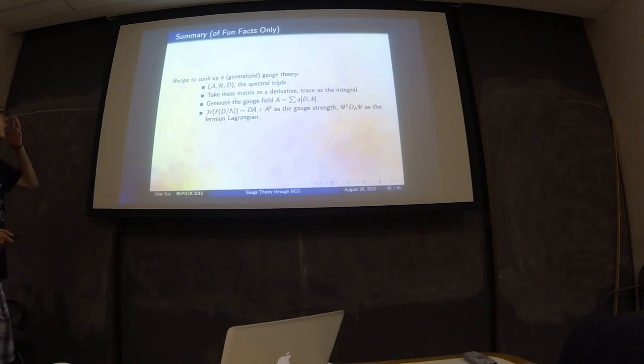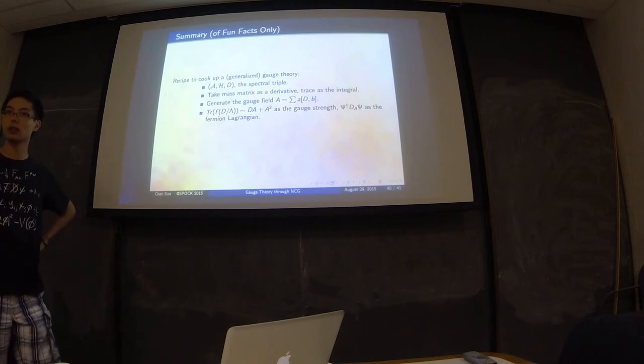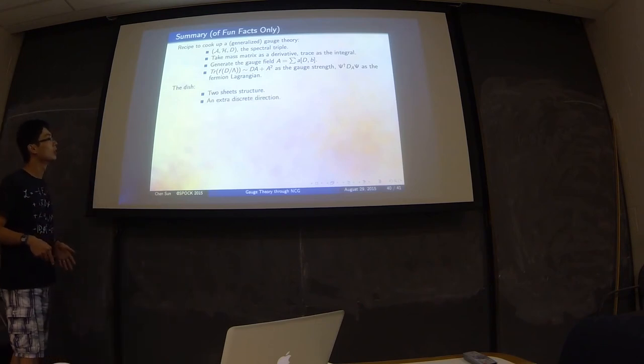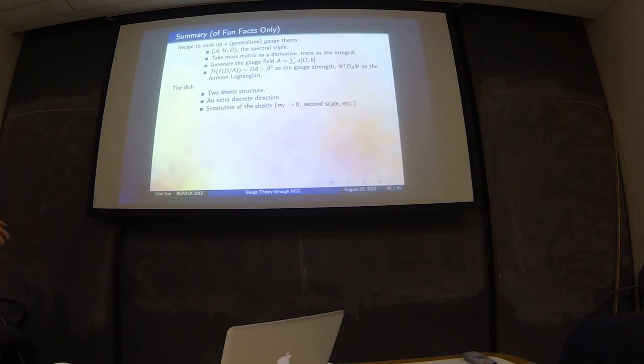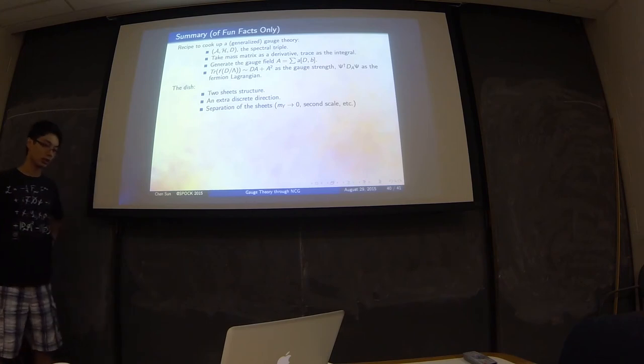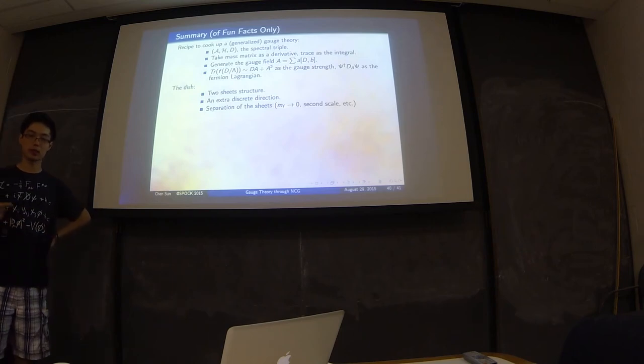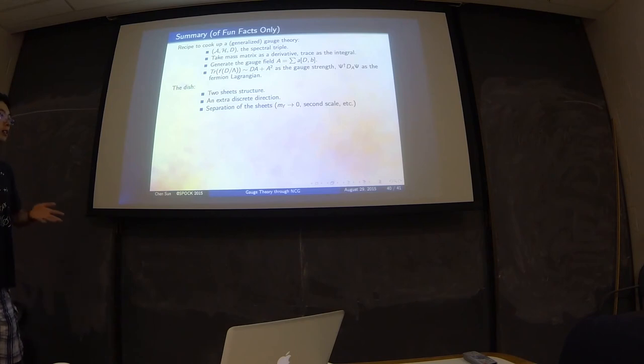The summary. Okay. So now what we have is a recipe for this generalized gauge theory. We have the spectral triple as the input, take the mass matrix as the derivative, the trace as the integral, and the generalized gauge field. Then we calculate the spectral action. And what do we have? The output is a two-sheet structure and an extra but discrete dimension. At this moment, we should call it a direction because it's not yet that clear, but we definitely have this separation structure. And we can discuss the separation in different cases, like the massless case, or take it as a second scale.